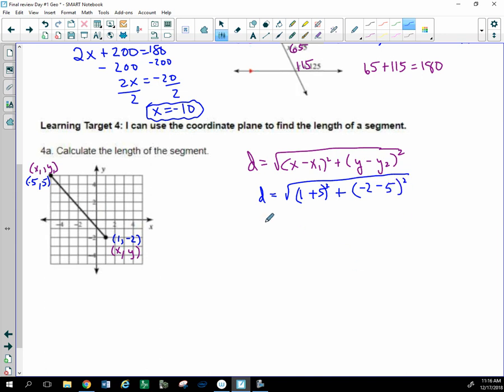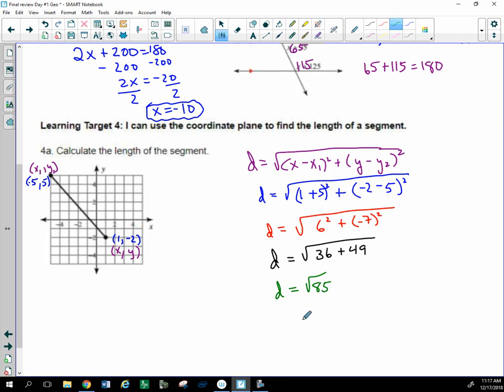Continuing on with my distance formula, I get to clean up the inside. 1 plus 5 is 6, so I'm going to square 6. Then these are both negative, so they combine to make more negative, and I square that. Finally, if I square them, I get 36 plus 49. The final answer is that the distance is the square root of 85, and I'm okay with that as the distance.